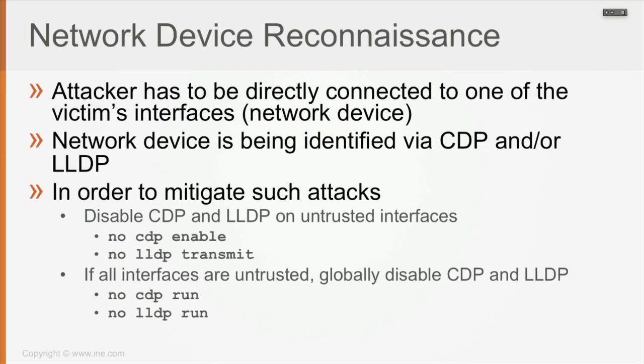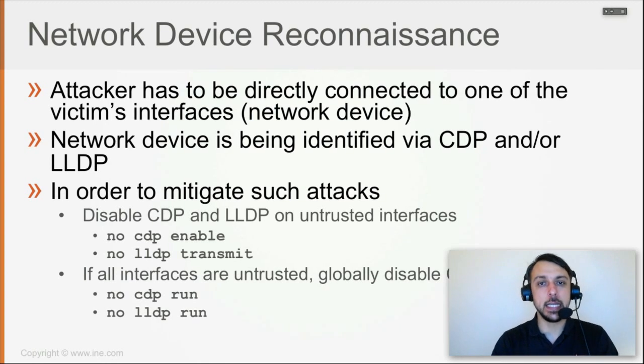Otherwise, if you don't want to do it per interface because maybe all of your interfaces are untrusted, connected to devices which don't belong to you, then you globally say no CDP run or no LLDP run. For example, and let's define what's an untrusted interface. A trusted interface from my point of view is a link between network devices which belong to you as an organization. But links towards the users are not trusted links. So on those links, you're going to leave CDP or LLDP enabled only if you need those.